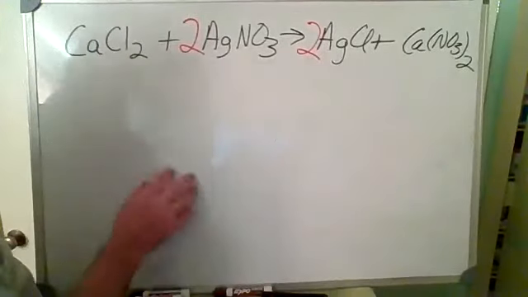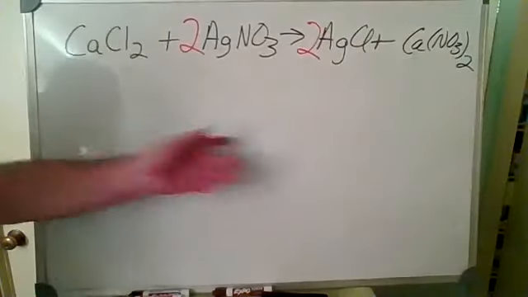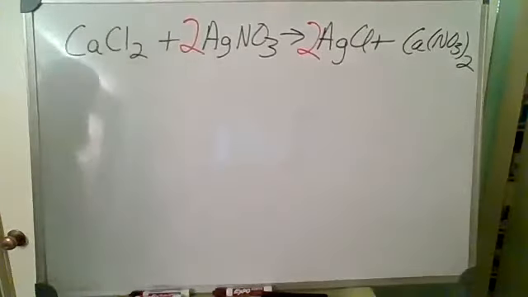Now, if you wanted to, you could break this up and put nitrogen and oxygen instead of nitrate. You could do that. It's a lot easier not to break up the polyatomic ion, though.